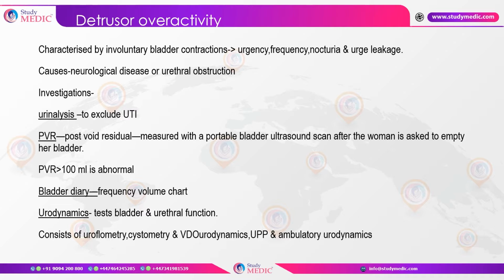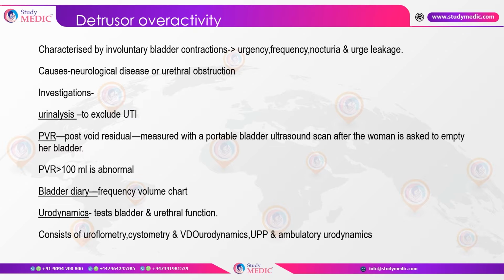Investigations are done as a general rule for any woman who presents with LUTS. First is urine analysis to exclude UTI. In any woman complaining of any voiding dysfunction, always a post-void residual is done. And how do you do this? So you ask the woman to void and then you measure it with a portable bladder ultrasound scan. Or you can also put in a simple rubber catheter, but it is usually avoided because it can potentially lead to infection. Whenever the PVR is more than 100 ml, it's considered to be abnormal.